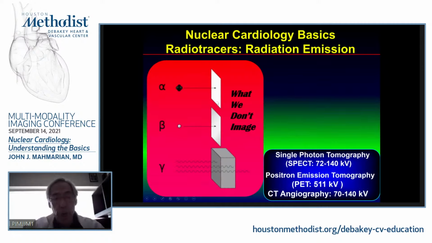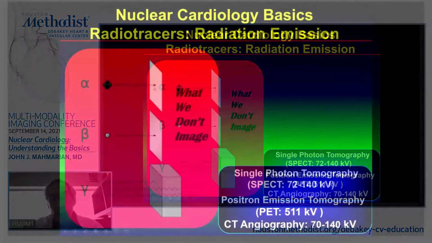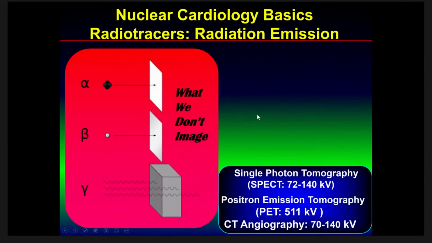First of all, what we don't image are alpha particles, which can be stopped basically by a sheet of paper, or beta particles, which are electrons, which can also be stopped by tissue paper. And so what we do image are gamma rays, because gamma rays can penetrate tissue, whereas these particular particles, if you were to ingest them, would never get outside the body to a camera to be able to see them. So there are different types of radiotracers that we use in these different types of modalities.